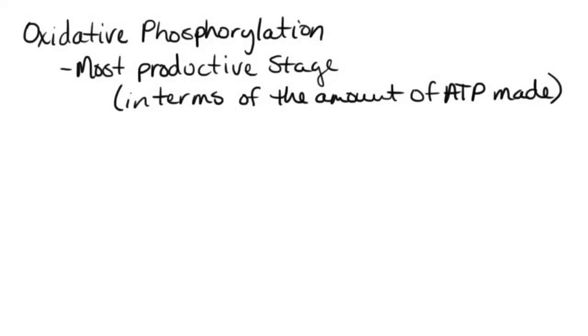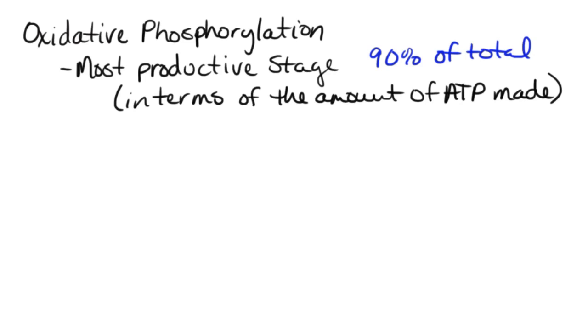Oxidative phosphorylation is the third and final stage of cellular respiration. We do consider this to be the most productive stage, in terms of the amount of ATP that's actually produced. It produces about 90% of the total ATP that we get with the whole cellular respiration process. So this really is a very important part of cellular respiration.